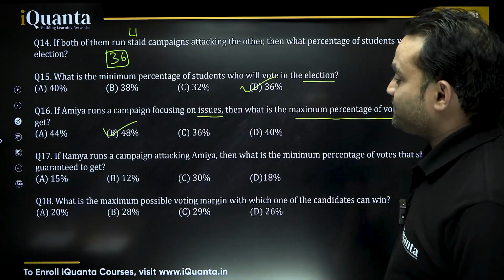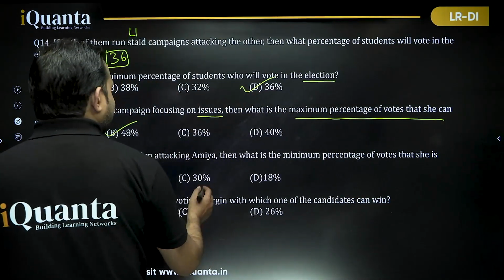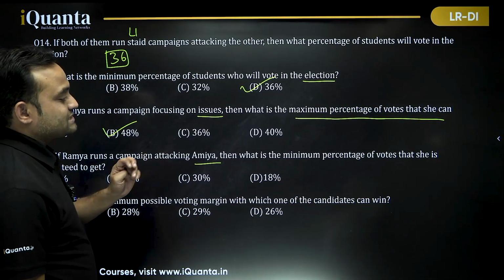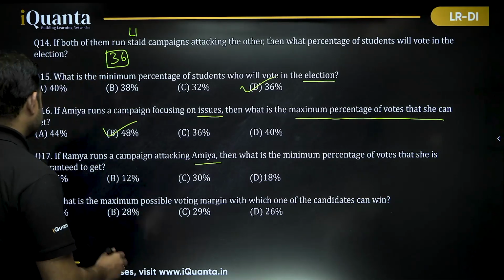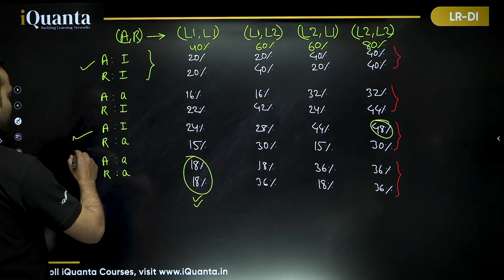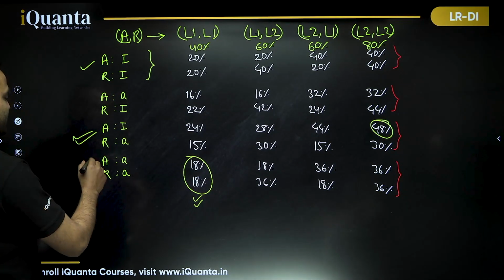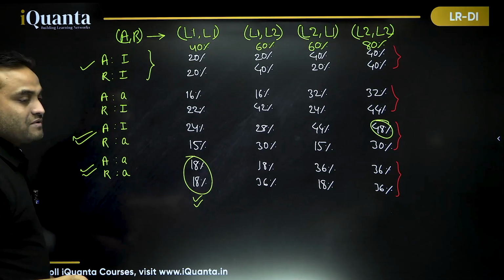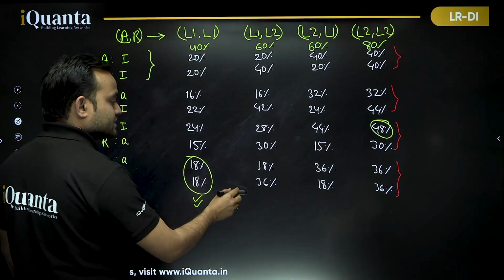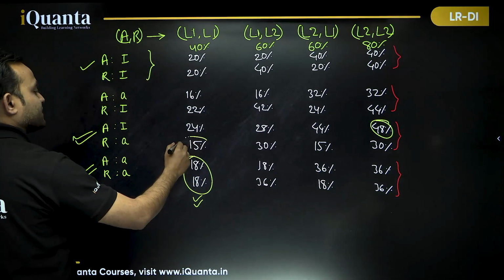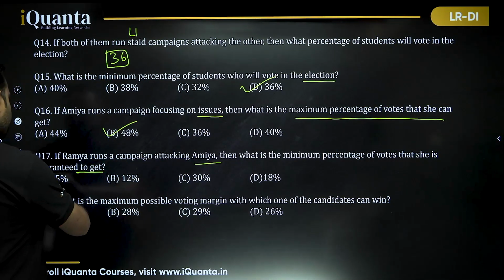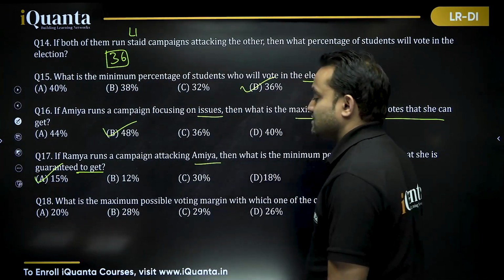Question number 17. If Ramya runs a campaign attacking Amia, then what is the minimum percentage of votes that C is guaranteed to get? So Ramya attacking. So we are talking about this one. Ramya attacking or this one. Minimum percentage of votes. Let's check 15, 30, 15, 30. 18, 36, 18, 36. So minimum is 15. And there are two such cases. So our answer is option A, which is 15%.